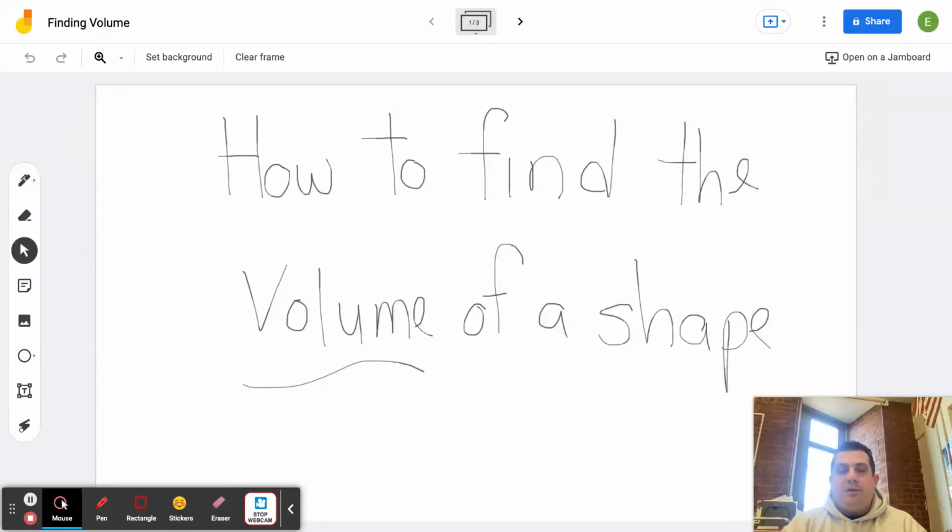Okay, so this video is going to be on how to find the volume of a shape. When we're talking about volume, we're going to be talking about three-dimensional shapes, shapes that have depth to them. That is, when you're holding a cube or a rectangular prism or a triangular prism, this is how we find the volume.